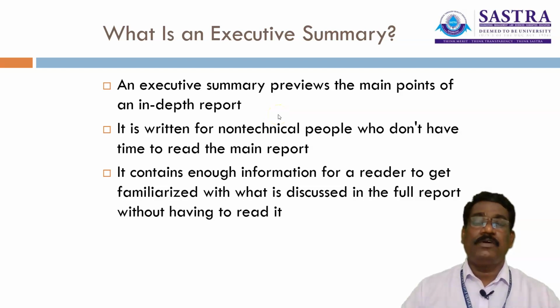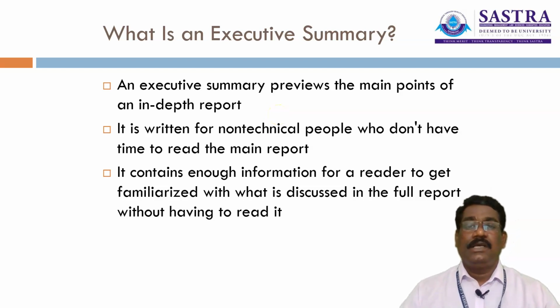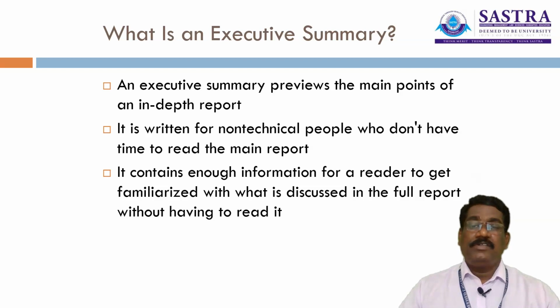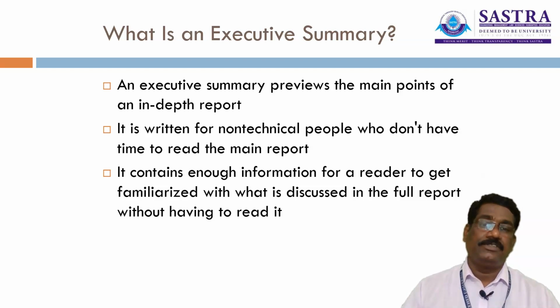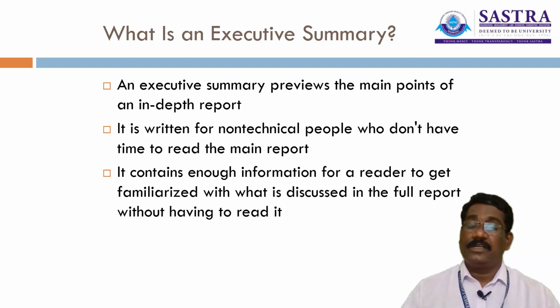If you have a research report, normally it has 5 chapters: introduction, literature review, research methodology, analysis and interpretations, and findings, recommendations and conclusions. Generally speaking, we have 5 chapters. That information has to be summarized and presented in a couple of pages. It's called an executive summary. The major crux is supposed to be presented here.